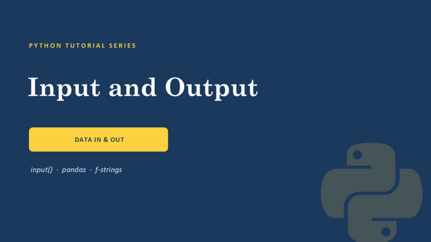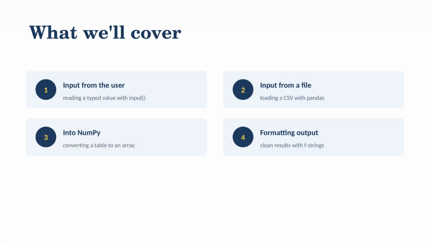Every program so far has used values written straight into the source code. That's rarely how real programs work. A program takes input from somewhere, processes it, and produces an output. This video is about the input and the output, how to get data into a program, and how to present the results. There are two common sources of input, and we'll cover both.